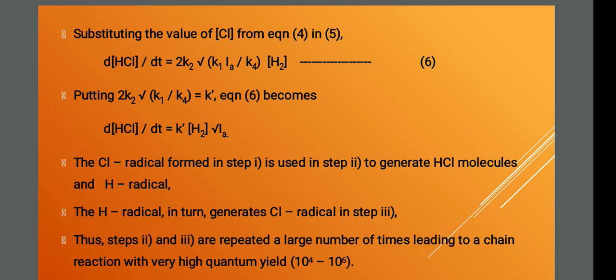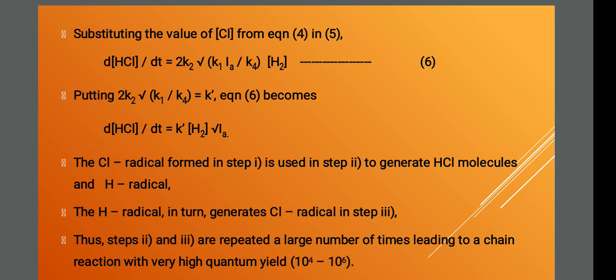to generate an HCl molecule and a hydrogen radical. The hydrogen radical in turn generates a Cl radical in step 3. And thus step 2 and step 3 are repeated a large number of times, leading to a chain reaction with a very high quantum yield, 10 to the power of 4 to 10 to the power of 6. Is it okay? So this is something about the photochemical combination of hydrogen and chlorine.